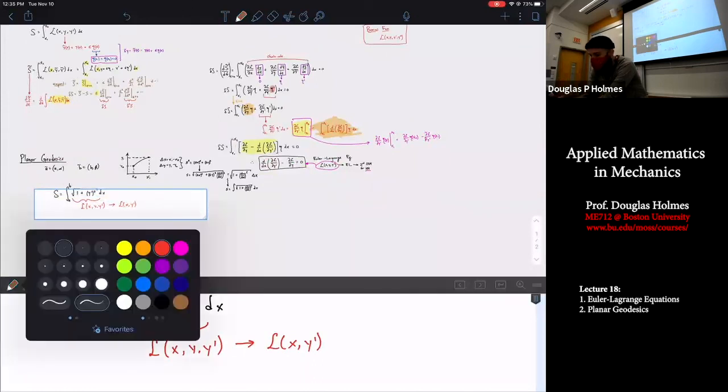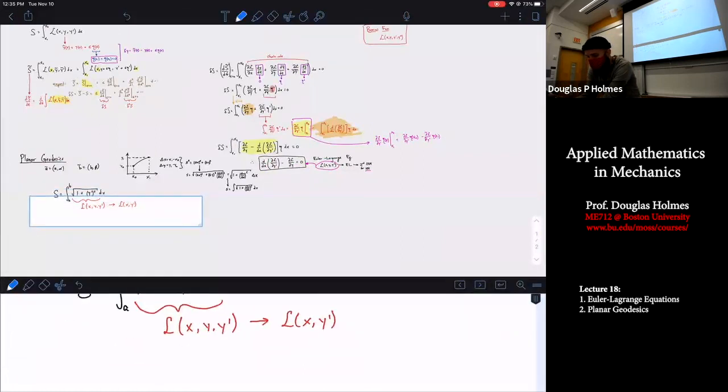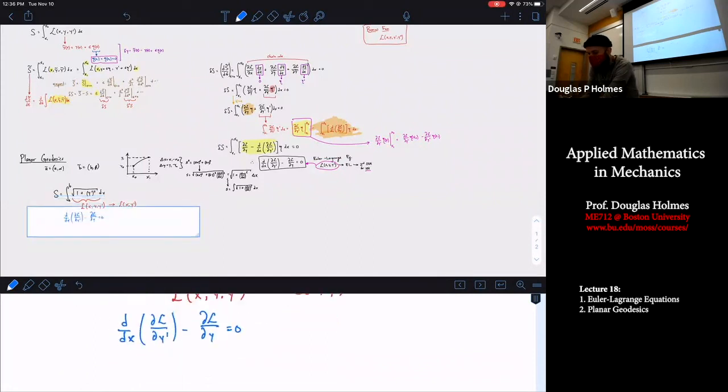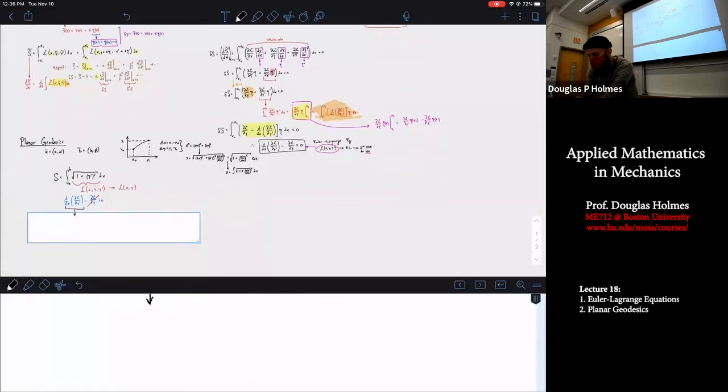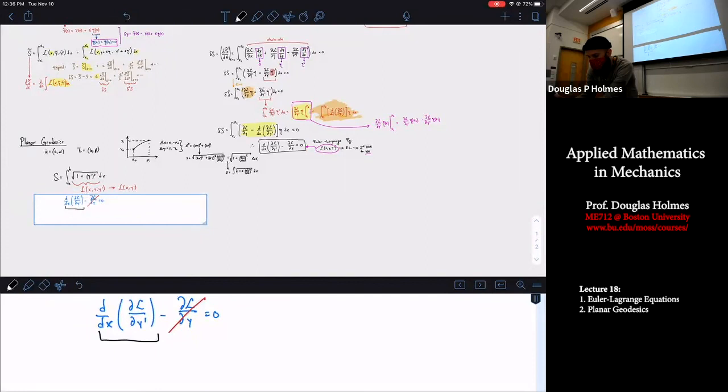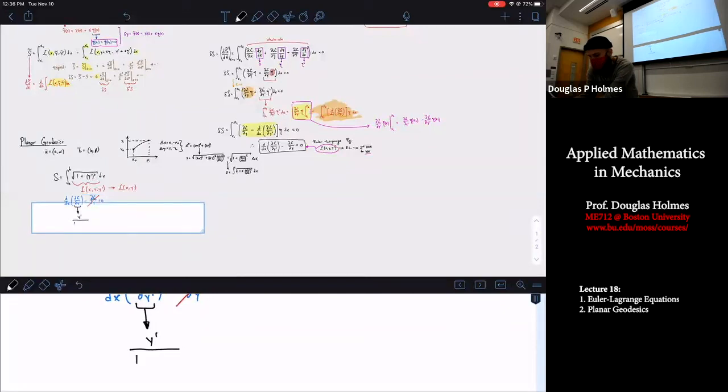So what are the Euler-Lagrange equations? The Euler-Lagrange equations say that d by dx of this, since our Lagrangian doesn't depend on y at all, we get to just cancel out that term. And then we just have to deal with this thing here. So we need to evaluate the derivative of our Lagrangian. I like to do this piecewise. Let's look at this thing first. So this is going to be y prime. I'm going kind of fast here, just because we don't have a ton of time left.